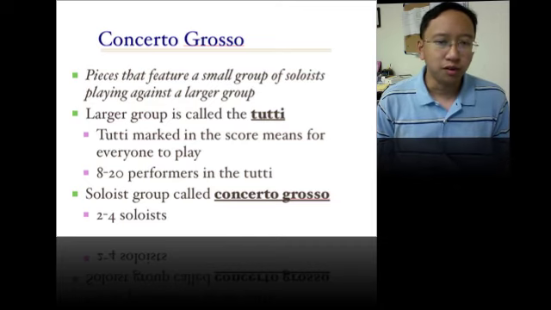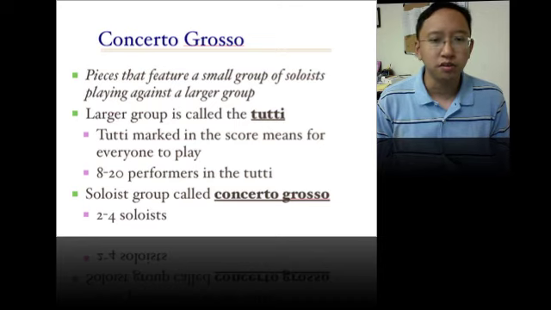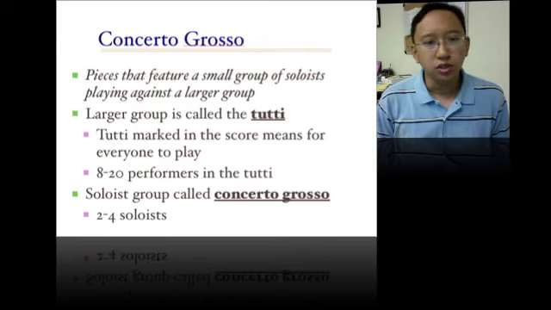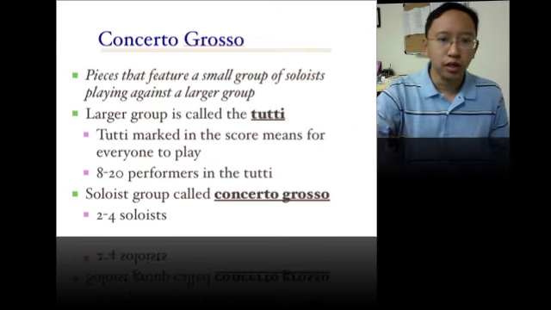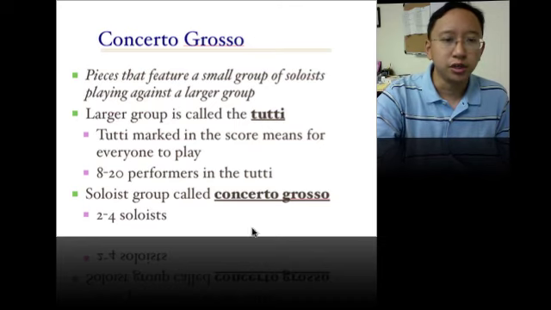Tutti means, marked in the score, for everyone to play, and there were generally 8 to 20 performers in the tutti that consisted of usually a string orchestra and also the basso continuo instruments. And the soloist group was actually called the Concerto Grosso and consisted of perhaps 2 to maybe up to 4 soloists.